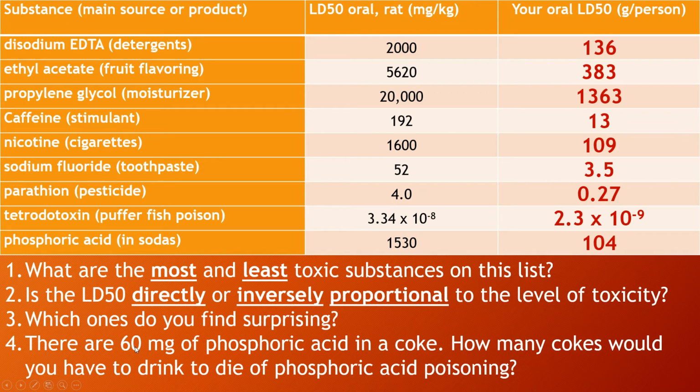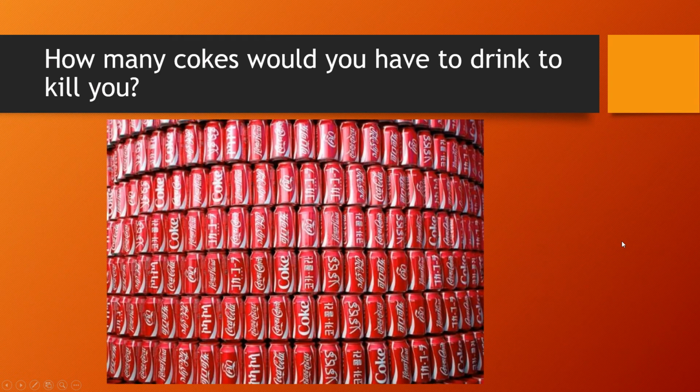And then there are 60 milligrams of phosphoric acid in a Coke. Here's your phosphoric acid somewhere on this list. How many Cokes would you have to drink to die of phosphoric acid poisoning? Here we go, in your sodas. So it would take this many grams, which is in that many Cokes, 1,733. So if you could put away 1,733 Cokes in one sitting, you could kill yourself on phosphoric acid.